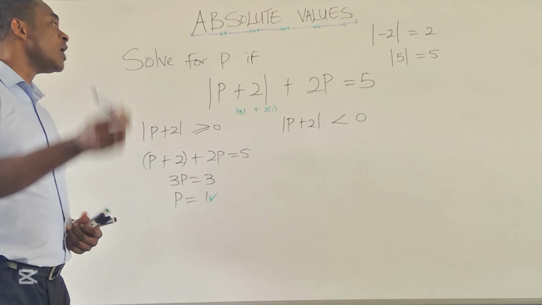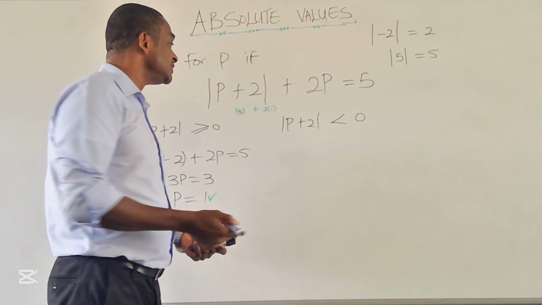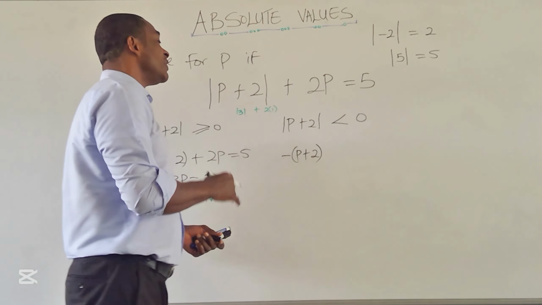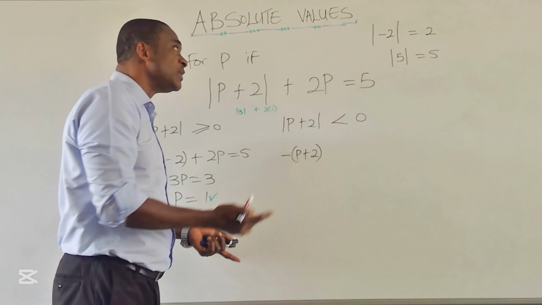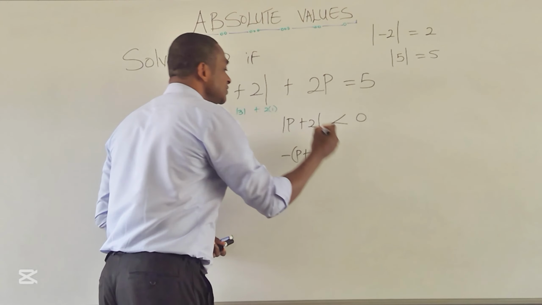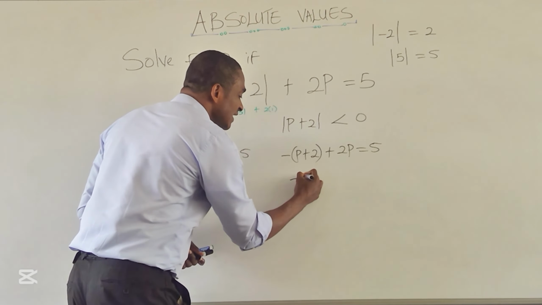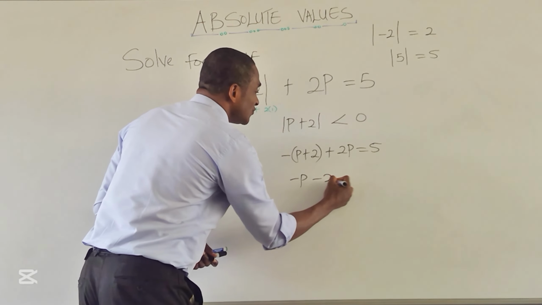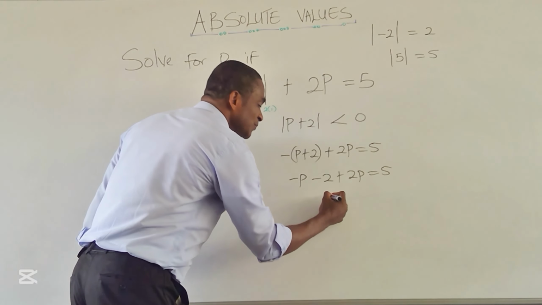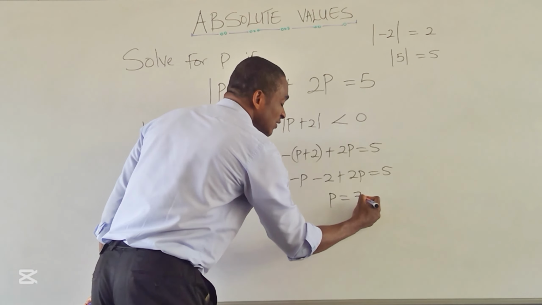Now, if what we have in the absolute value, p plus 2, was a negative value, we will return the negative of what we have inside. Remember, for it to be positive, it could have been a negative or a positive. That means two options, and it will still return a positive. So for the second condition, the equation gives negative p, negative 2, plus 2p equals 5. Now, negative p plus 2p is p, and 5 plus 2 is equal to 7.